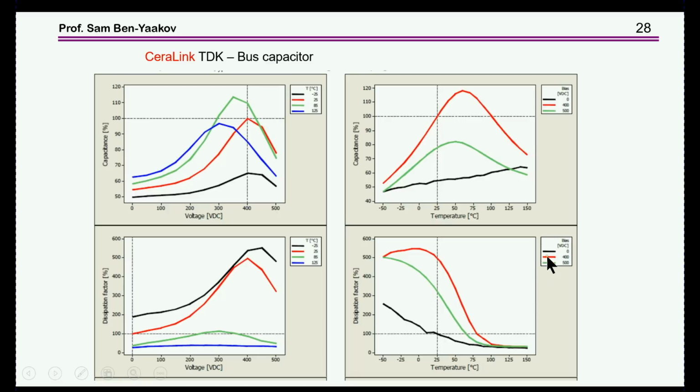The difference between these curves is the biasing. Okay. So let's talk about this. What is it? I barely can see it. 400 volt, the red one. 400 volt biasing. At 25, it's a lot. The dissipation factor. But if you go to 125, 150, that's very good.